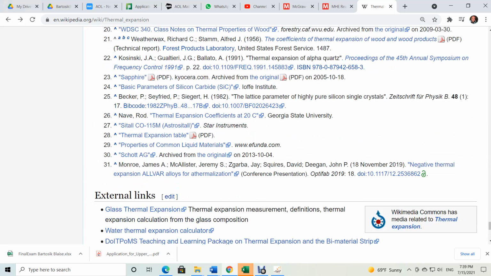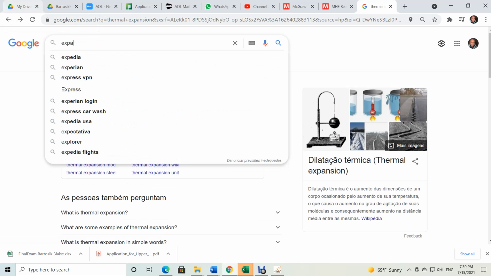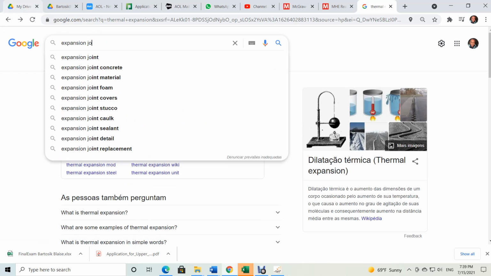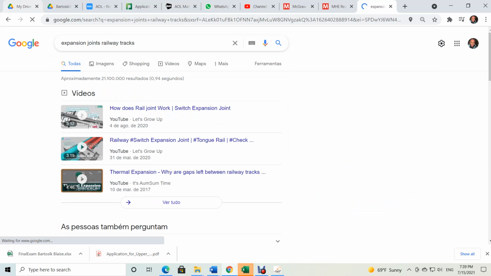Let's see if I can find it on the internet. Expansion joints for rail tracks, for railway tracks. How does a rail joint work? Let's take a look at this one here. Thermal expansion. Why are gaps left behind between rail tracks? Let's look at this one here.